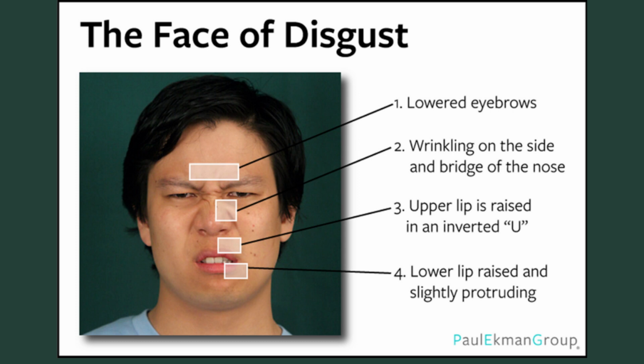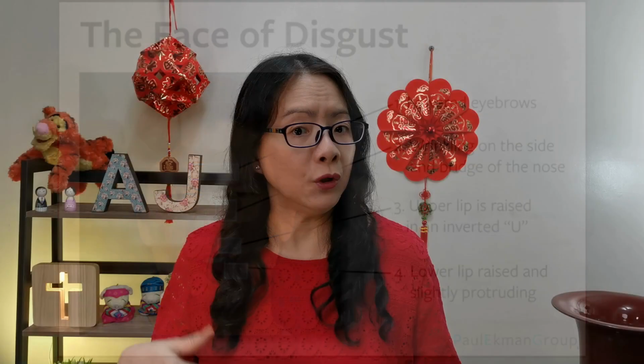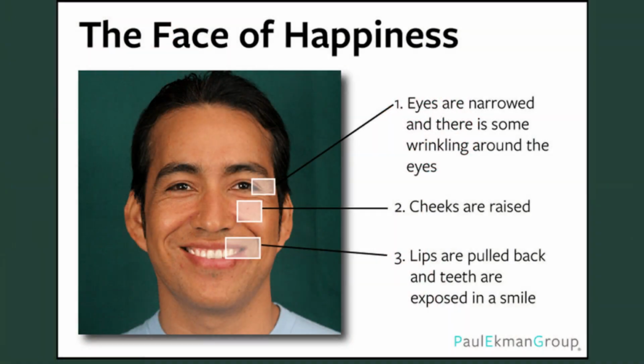If contempt is about human characteristics, disgust is usually about physical objects. Let's say rotten food. So when somebody feels disgusted, the eyebrows will be lowered, there will be a wrinkling on the side and the bridge of the nose, the upper lip is raised in an inverted U, and the lower lip is raised and slightly protruding. Look at the face of happiness or enjoyment. The eyes are narrowed and there is some wrinkling around the eyes. The cheeks are raised and the lips are pulled back and teeth are exposed in a smile.